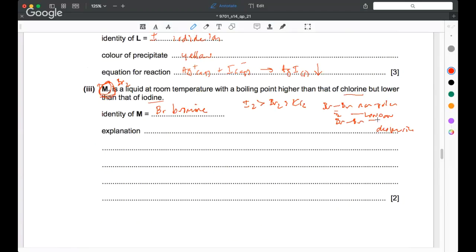By the way, London is nothing to do with the city of London, the capital of the United Kingdom. It's named after German professor Fritz Wolfgang London. So the forces are named after a professor, not after a particular city, just in case you're wondering about that.